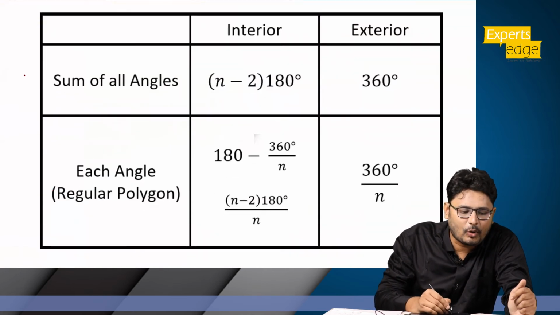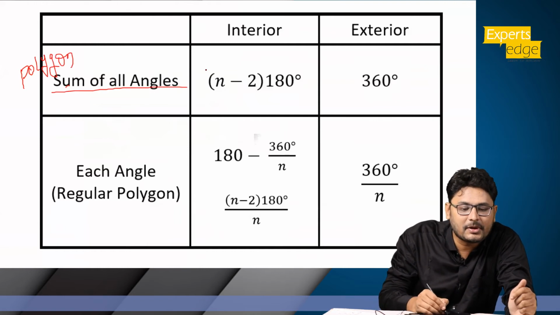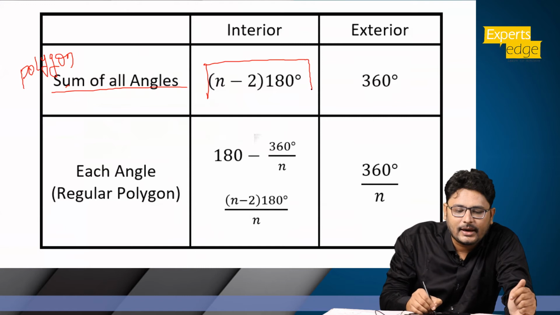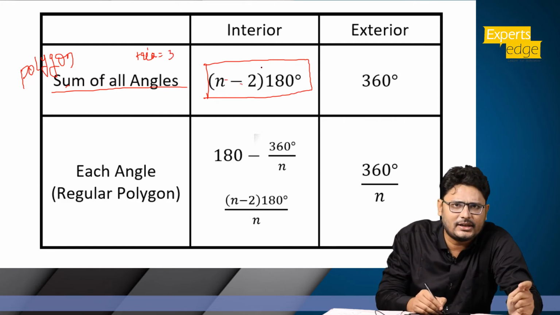फर्स्ट, कोई भी पॉलीगॉन, for any polygon, what is the sum of all interior angles? Sum of all angles is nothing but, please remember this formula, n minus 2 into 180 degree, right? जैसे अगर मैं ट्रायंगल की बात करता हूँ, ट्रायंगल में कितने साइड्स है? Triangle has 3 sides, so 3 minus 2, 1 into 180, it has 180 degree, right?